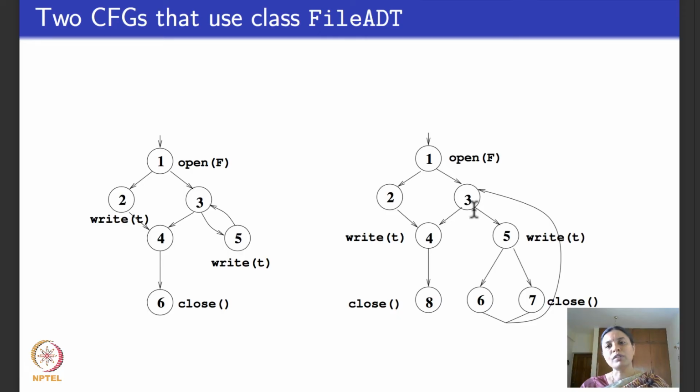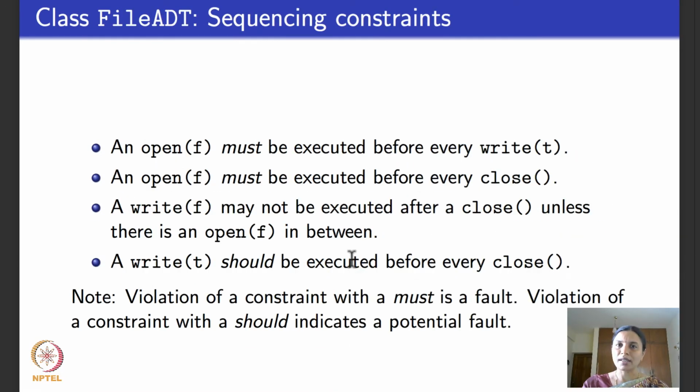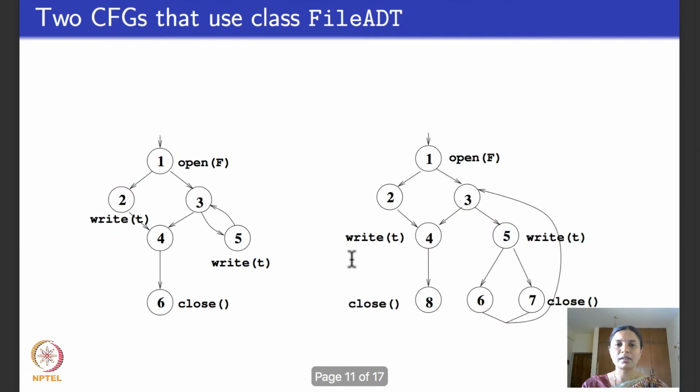So now, this is the first CFG of some code, and this is the second CFG of some other code. We will take these sequencing constraints and see whether these two pieces of code, or CFGs, that use these methods satisfy these sequencing constraints or violate them.